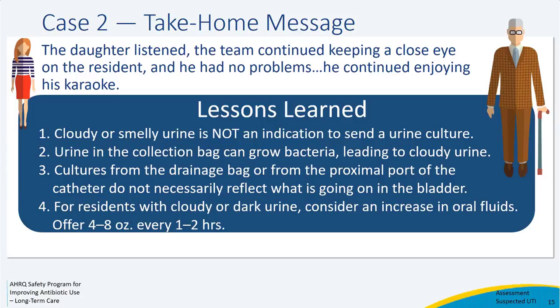Urine in the drainage bag becomes a good place for bacteria to grow. Bacterial growth can lead to cloudy urine. Cultures taken from the drainage bag or from the proximal port of the catheter do not necessarily reflect what is happening in the bladder. For residents who do have cloudy or dark urine, you should consider an increase in oral fluids. Offer 4 to 8 ounces every 1 to 2 hours.